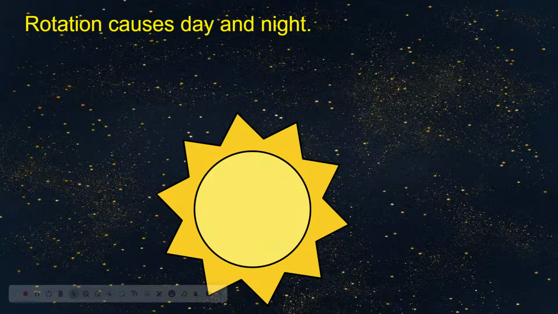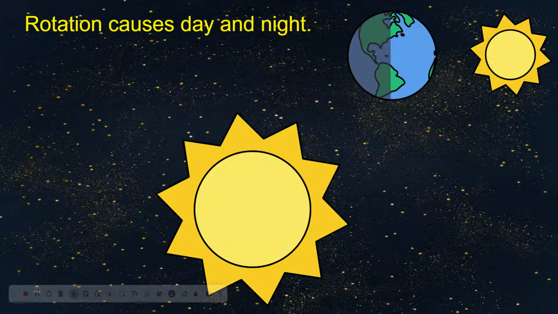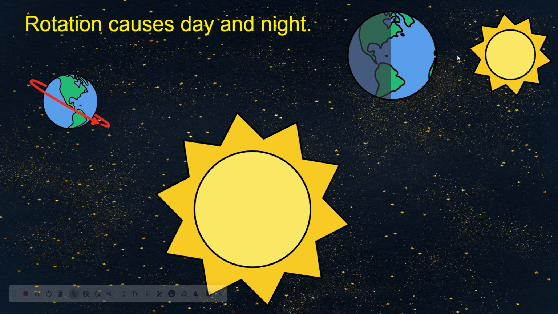So, let's review. Rotation causes day and night. We know this. When the Earth is facing the sun, it's day. When it's facing away from the sun, it's night. How can we show that? We can show it like an arrow, but even this one is hard. It's a little 3D. You might have to draw it like this around the Earth. You might be able to get an arrow that looks like that.